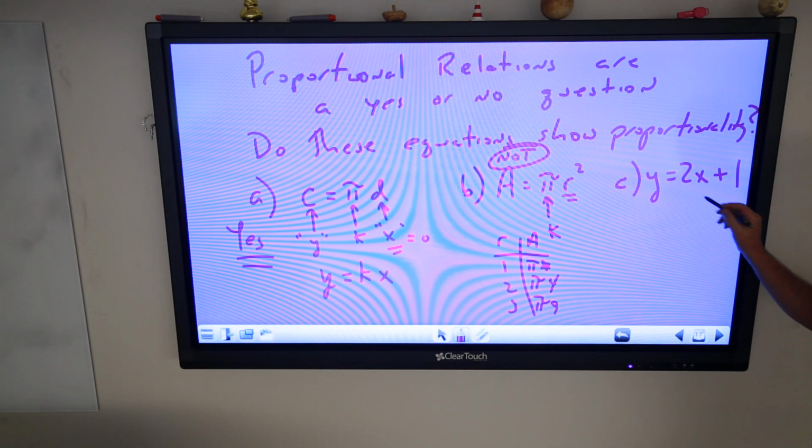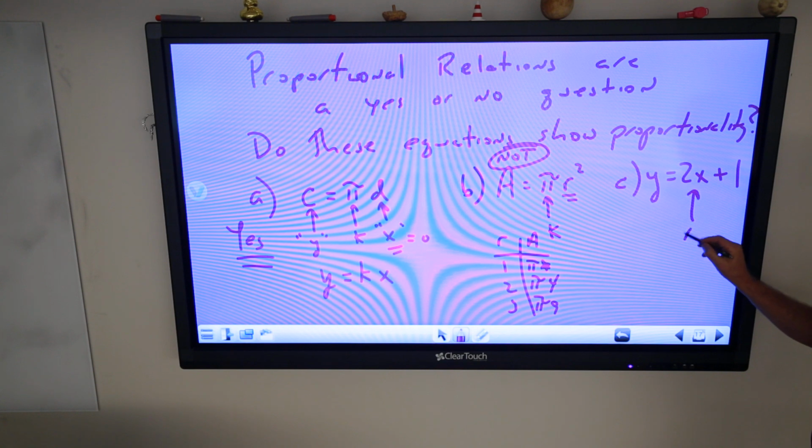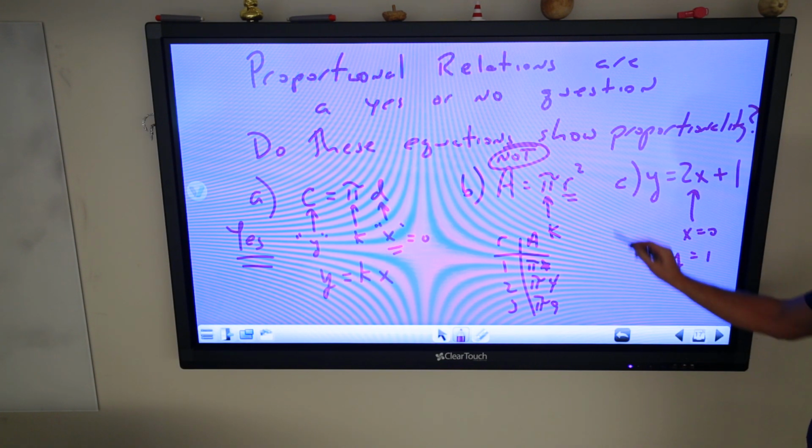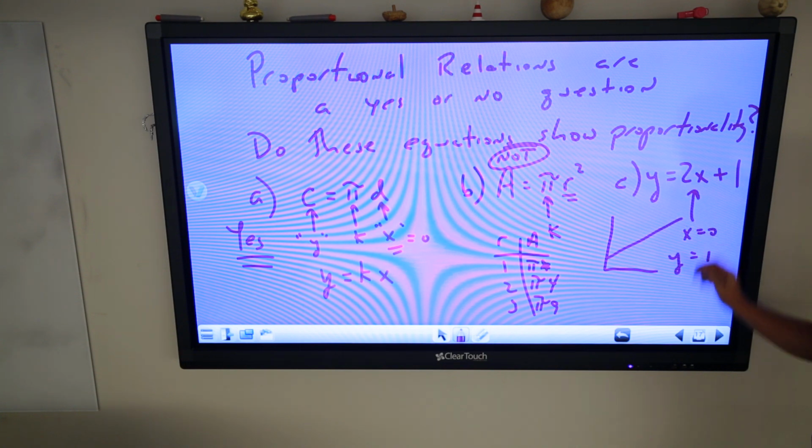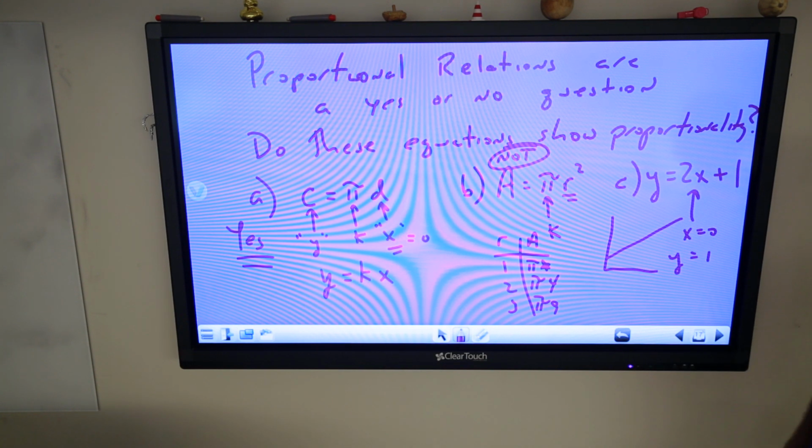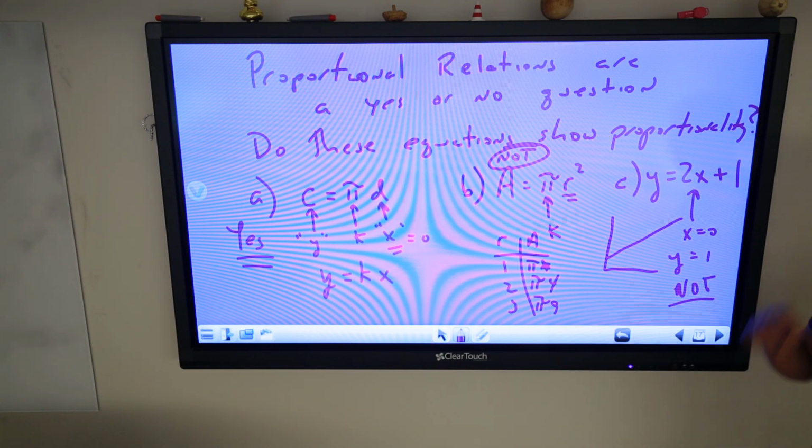Over here, we look at this, and again, using the test of making x equal to 0 and seeing does y equal 0. Well, here, if x equals 0, y is going to equal 1. If we were to graph this, it would look like that. Not through the origin, not proportional. These are tests that you can use.